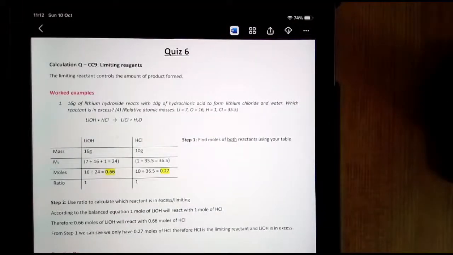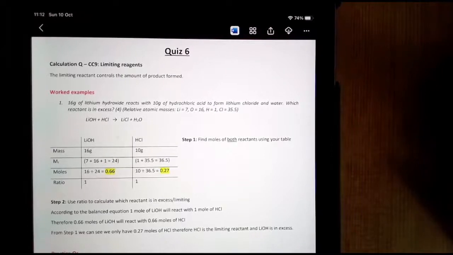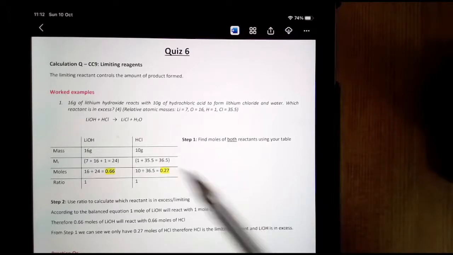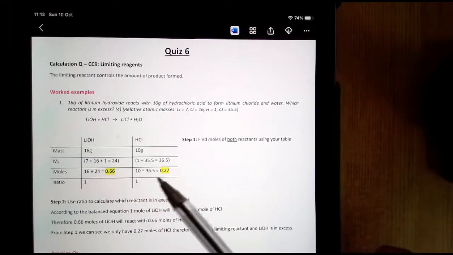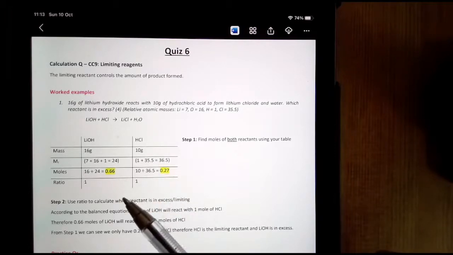So in this video, we're going to look at the skills for quiz 6, and the calculation question is limiting reagents. This is related to what we did in the skills quiz last week, where you're going to use a table to find out moles, but there are some key differences compared to what we did last week.